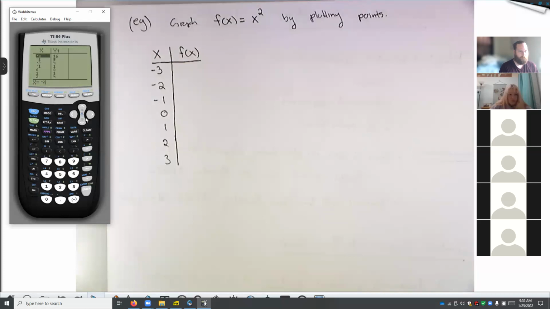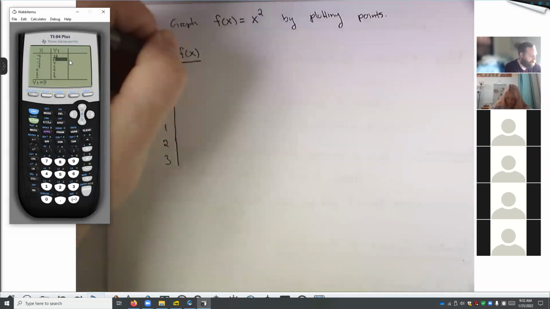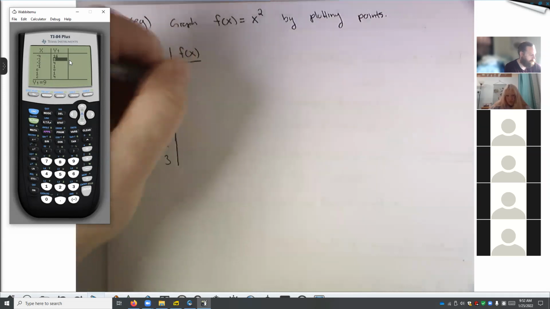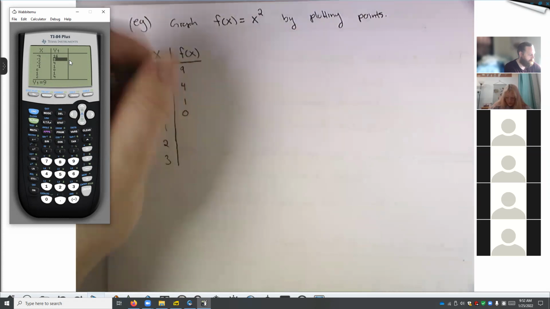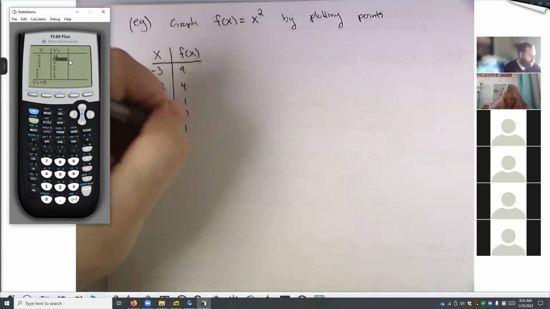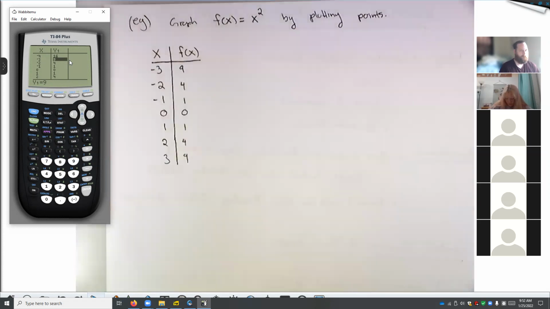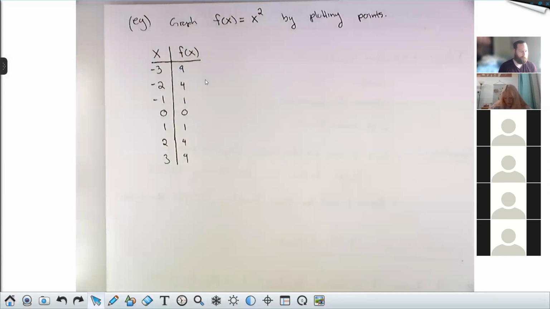The things that are in the y column, those are my f of x's, right? The graph we always label as y equals f of x. So across from -3, I've got 9. Across from -2, I've got 4. Across from -1 is 1. Across from 0 is 0. And then those same things, just in reverse order: 1, 4, and 9 is what we'll find as we scroll down. So generating that table is nice.